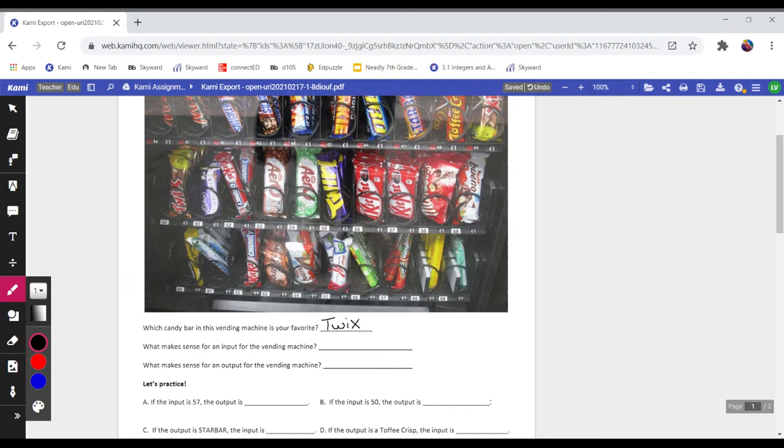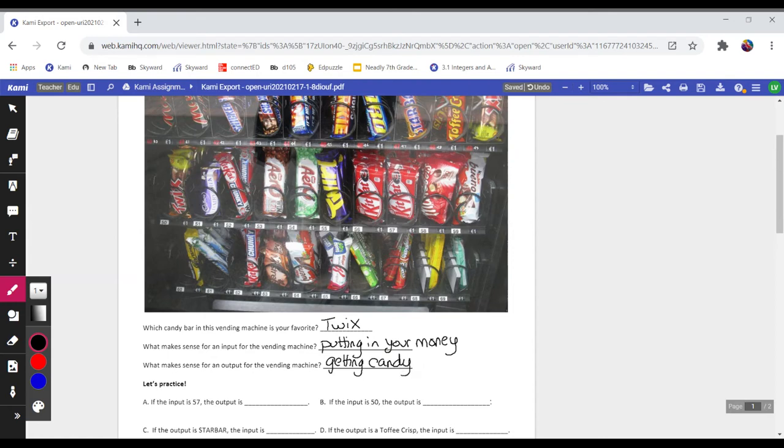Second question, what makes sense for an input for the vending machine? Well, an input is putting in your money. So again, if you input your money, then the output should be the candy. So what makes sense for an output for the vending machine? Getting candy.